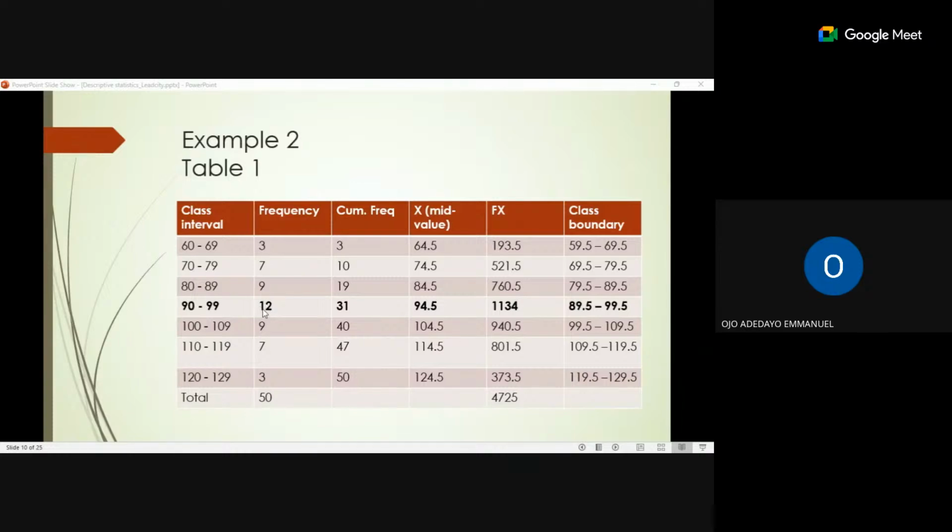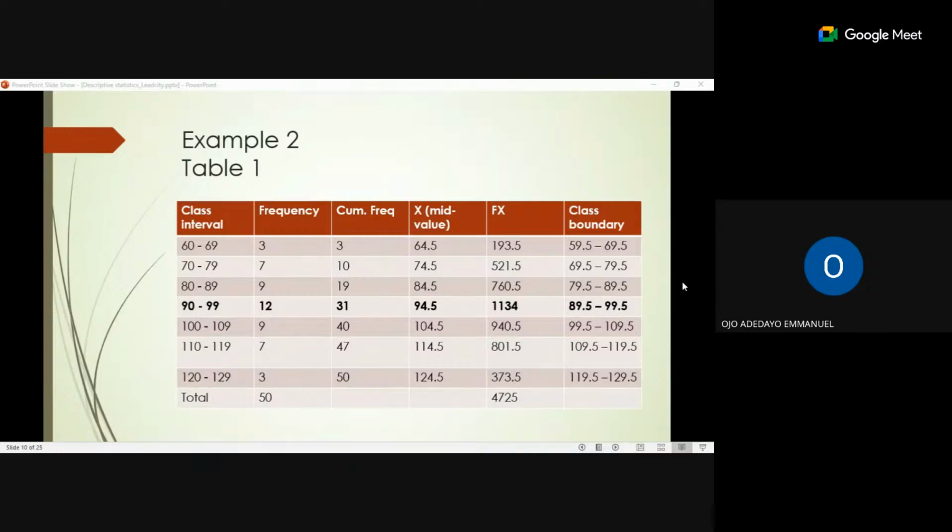Now the frequency that follows your modal class is 9. 12 minus 9 is 3. So this can be any number. Just follow that principle. Once you get your modal class, the difference between its frequency and the frequency before it is your D1. If you subtract the frequency after your modal class from the frequency of your modal class, you get the D2. So that is how we get D1 and D2. I hope that one is clear. Thank you, sir. Yes, sir. Okay, good.